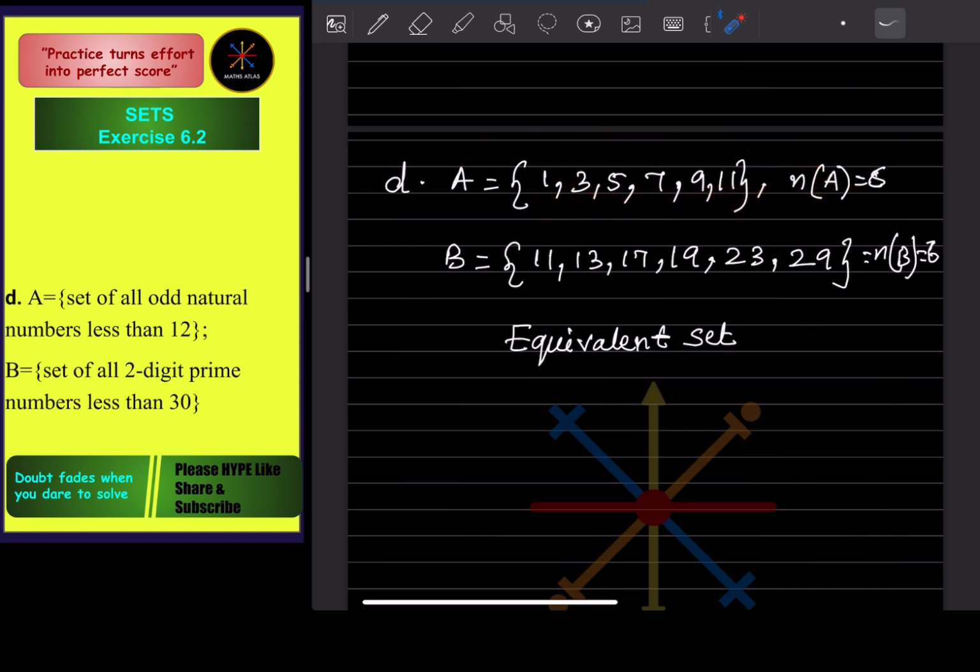And B is equal to the set of all 2-digit prime numbers less than 30. You know prime numbers are those not divisible by any number, but 2 digits means 11, 13, 17, 19, 23, and 29. Less than 30 means we cannot take 31. 31 also is a prime number, so 29 will be the last one. How many elements are here? These are again 6 elements. So we can see both of them are the same, so this is the equivalent set.